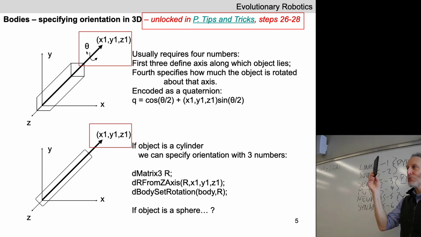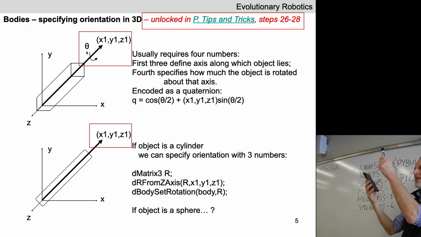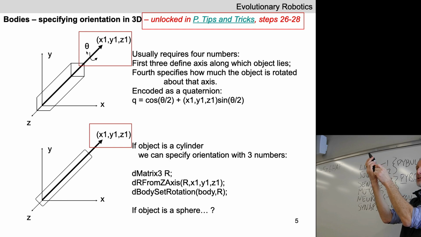If you're dealing with a rectangular solid, you need all 4 numbers. I could take my smartphone and align it along this vector, but it could have all of these different rotations. That's why I need the 4th number, theta, to say what angle around that vector my object sits.